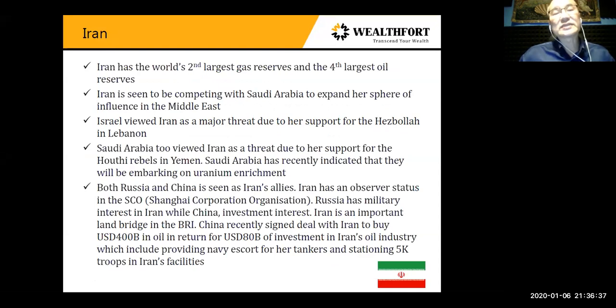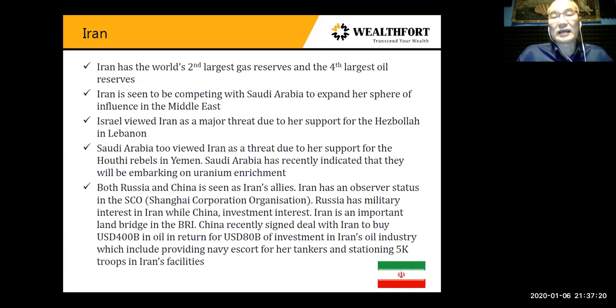Iran. Now, Iran has the world's second largest gas reserves and the fourth largest oil reserves. Iran is seen to be competing with Saudi Arabia to expand her sphere of influence in the Middle East. Israel views Iran as a major threat due to her support for Hezbollah in Lebanon. Saudi Arabia too views Iran as a threat due to her support for the Houthi rebels in Yemen. Saudi Arabia has recently indicated that they will be embarking on uranium enrichment. So, Saudi Arabia is saying, since the Iranians are doing it, we might as well do it ourselves, to counteract the threat from Iran. Now, both Russia and China are seen as Iran's allies.